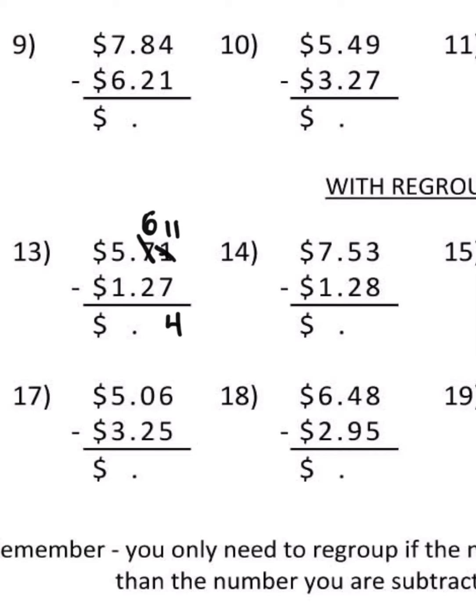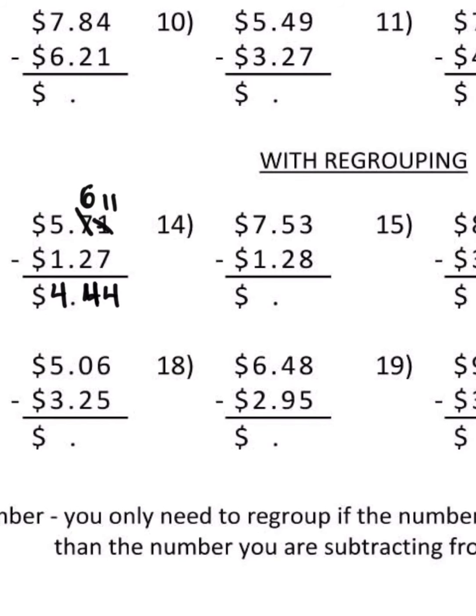Now you go on to the next one, which is 6 minus 2, and that's possible. So you just do 6 minus 2 equals 4. And then the last one is 5 minus 1, and there's no transfer of numbers. So 5 minus 1 would be 4. So $4.44.